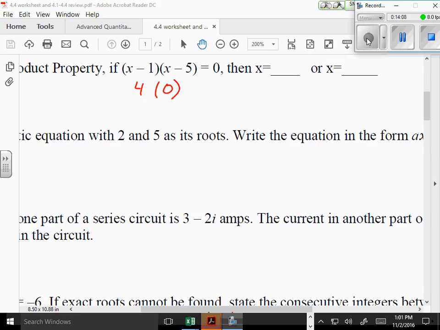So what we did, we said, okay, if x minus 1 times x minus 5 is 0, then either x minus 1 is 0 or x minus 5 is 0. That's the zero product property. Add 1 to both sides, x is 1. Add 5 to both sides here, x is 5. So those are your answers. That's the other way to look at it.